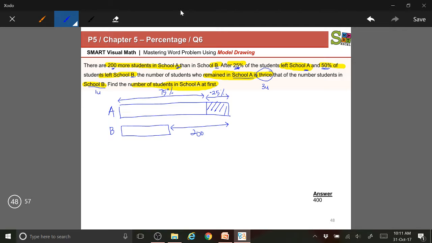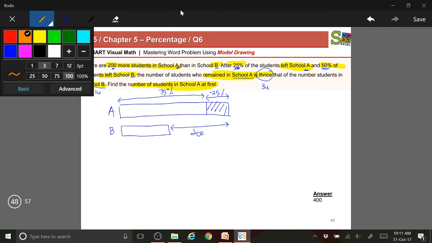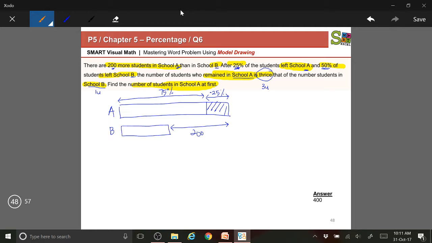Then they mentioned that it becomes thrice, right? So from here, let's cut first, because I want to make it as proportionate as possible. So here we can become 1 unit, 2, 3. So we settle for this, there is 25% that's left.